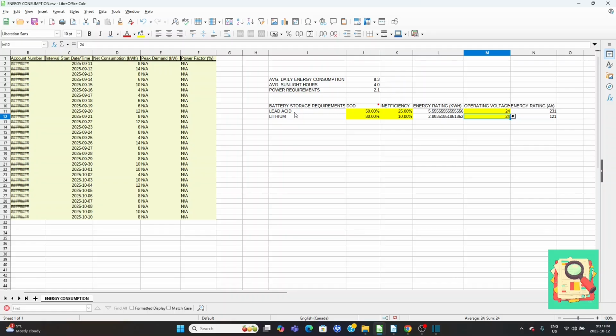And then we calculated the battery storage needs depending on the type of battery we chose. This concludes calculating the solar panel size and power requirements, including the battery storage system.